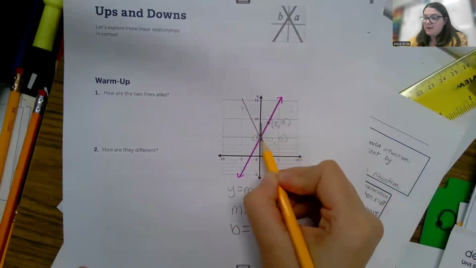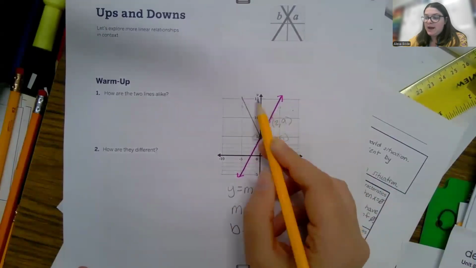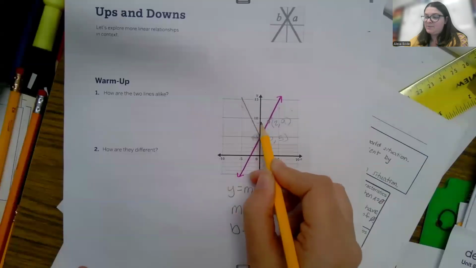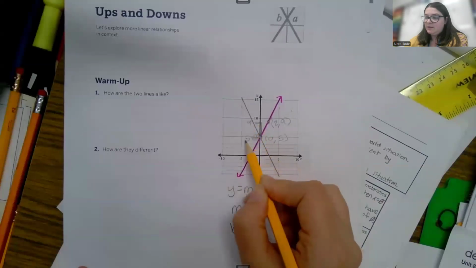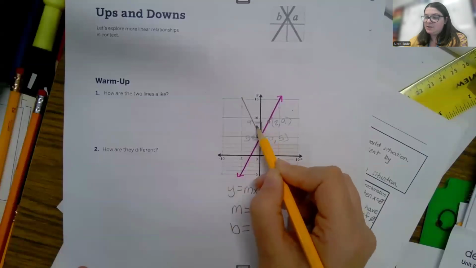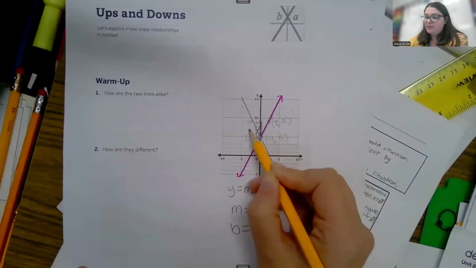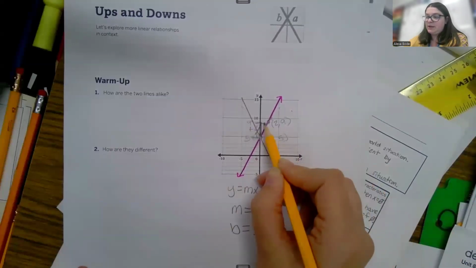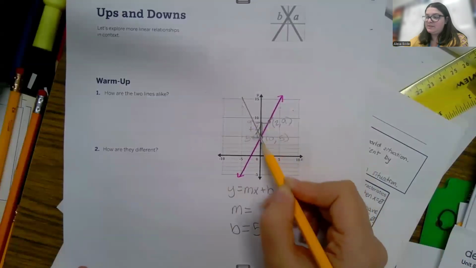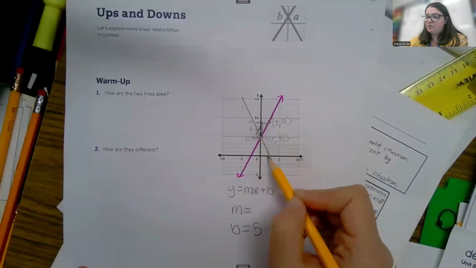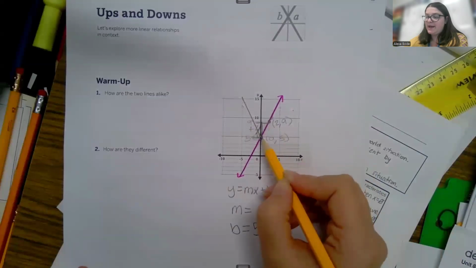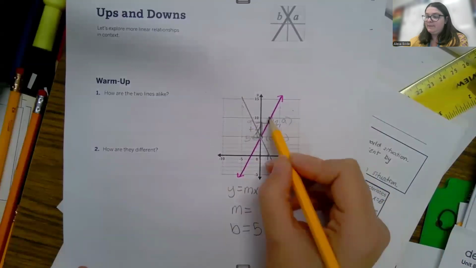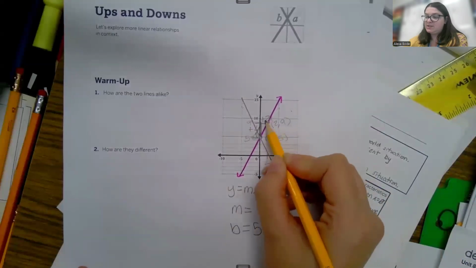So if I'm going up, I'm looking at my y axis, my numbers, my y value. This is 5 up to 9. So my rise here is a rise of 4. From 5 up to 9 is plus 4. Then I want to look at my run. I'm going from 0 over to 2 on my x. So I'm looking at my x values from 0 over to 2. That has a run of plus 2.